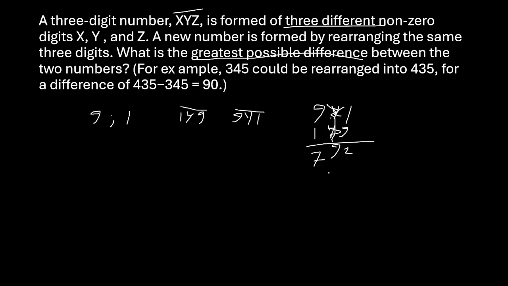Okay, that's a little chunky. So let's say Y is equal to 2 and we can calculate it better. So 921 minus 129. 1 minus 9, borrow, 11 minus 9 is 2, 1 minus 2 borrow, 11 minus 2 is 9, and 8 minus 1 is 7. So the answer will be 792.